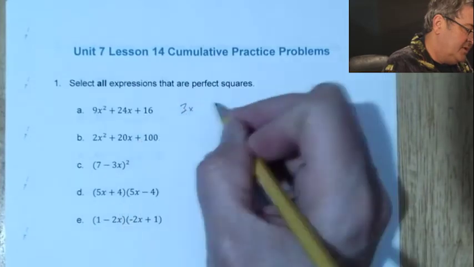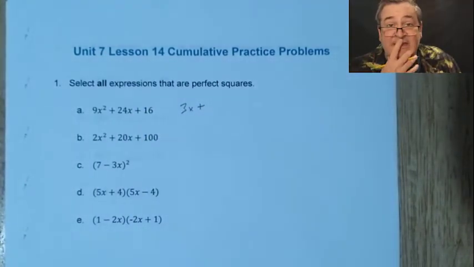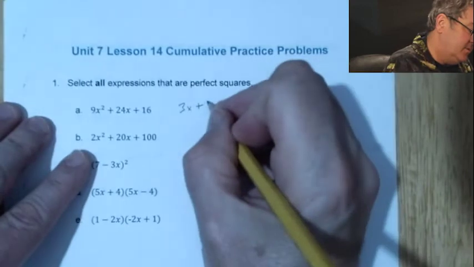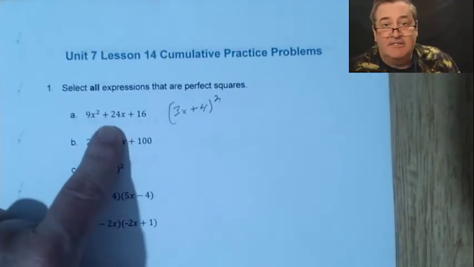And what number to go with it? This is a positive, so it's going to be plus something. What multiplies by itself to be 16? 4, negative 4. We're using the positive one because of the middle term. So if that is our binomial, is that the correct number?